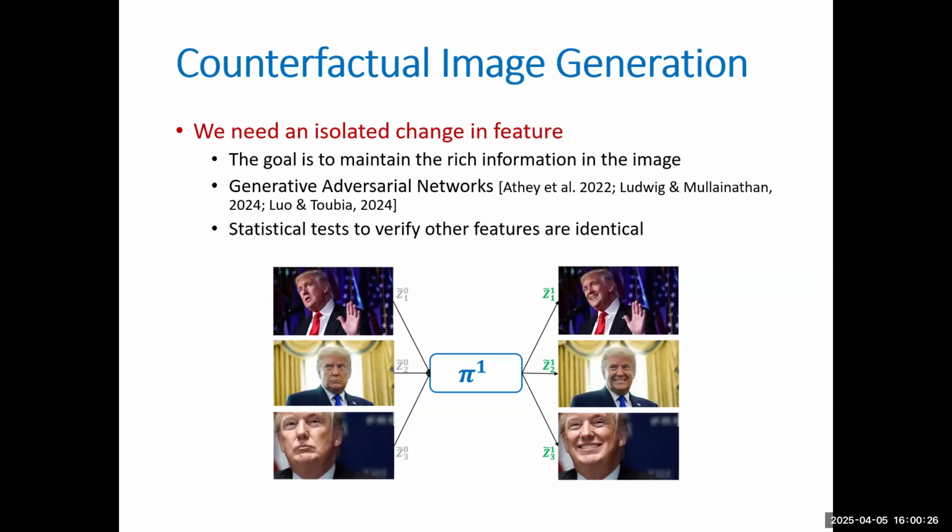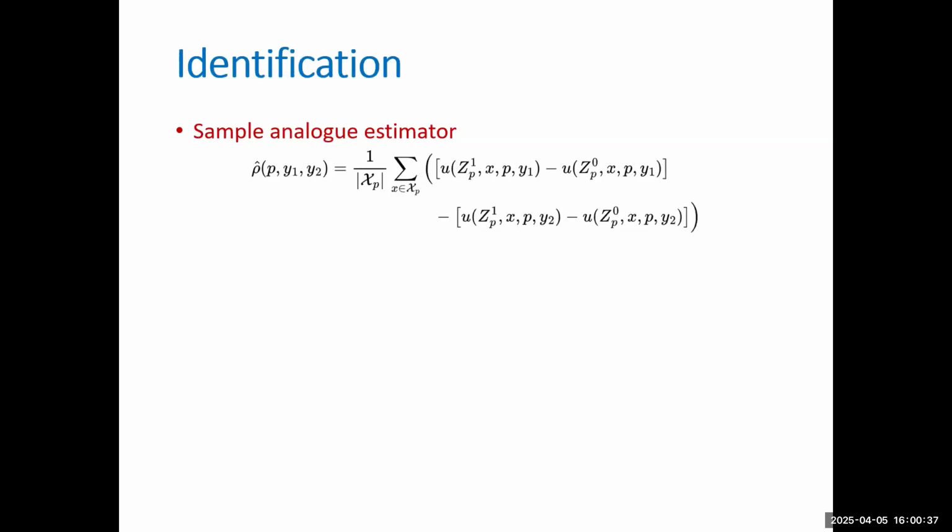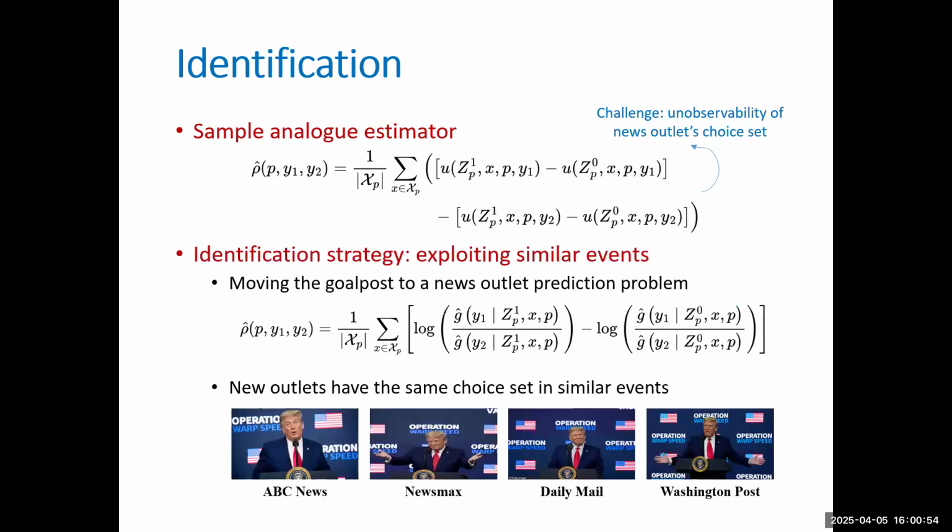For each politician in the test set that we want to measure, we have 3 pairs of neutral and smiley images. Then for identification of our polarization parameter, we have this empirical analog that we can write down for any politician and any pair of outlets. So we can define it as such. The issue is the unobservability of the choice set by the news outlet. The way we think about this problem is that we move the goalpost and reframe it as a news outlet prediction problem, something that we can actually do. We can learn some good models in that task.